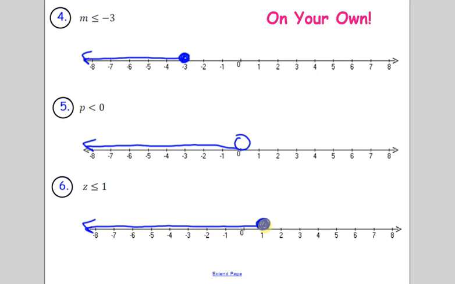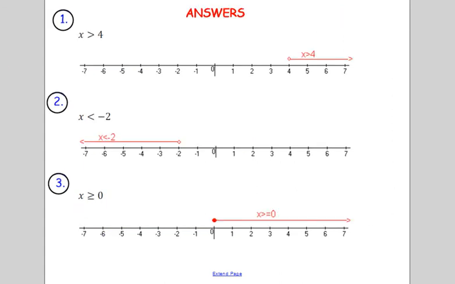Okay, if you're not done, go ahead and pause the video. So, for number 4, our dot is on the -3 and the arrow is pointing to the left. For number 5, it's an open dot and it's on the 0 and the arrow is pointing to the left as well. And then for number 6, we have a closed dot on the number 1 and the arrow is going to go towards the left. Oh, those were just the answers.